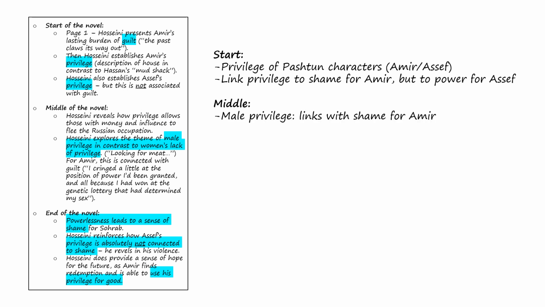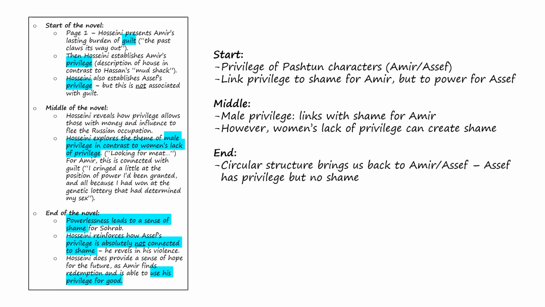Moving on to the middle of the text, I'm going to focus on the idea of gender, so male privilege and women's lack of privilege. You can see that there's little bits of counter argument in here, so women's lack of privilege can also create shame. Then I've got the end of the text looking at the circular structure. That brings us back to Amir and Asif and how Amir finally finds redemption and uses privilege for good. So again, this is a little bit more detailed than what I would probably do in an exam, but it's just to help you to see my thinking.